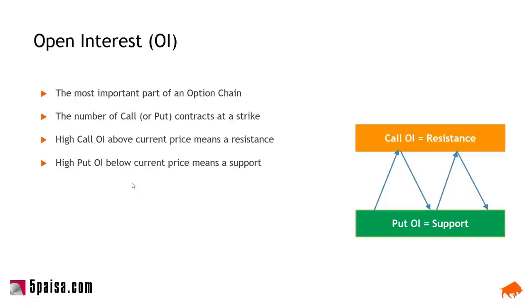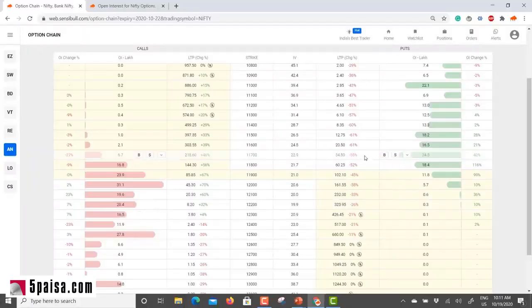A high put OI below the current price usually means a support. What does support mean? It is unlikely to go below that level. So in this example, Nifty is at around 11,700. The put open interest is at around 11,700. So Nifty is unlikely to break 11,700. And if you have been following the market the last 1 or 2 weeks, this has been the story of the market. It has been crashing down from 12,000 and bouncing up from 11,700.